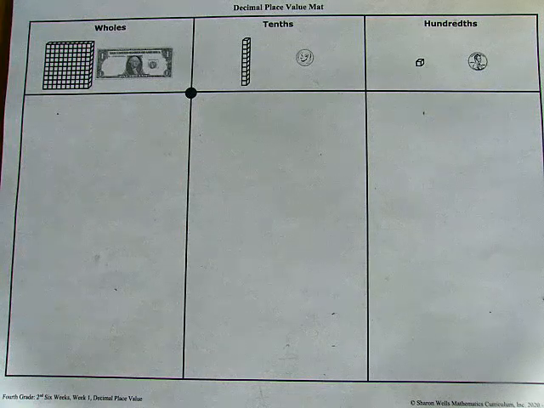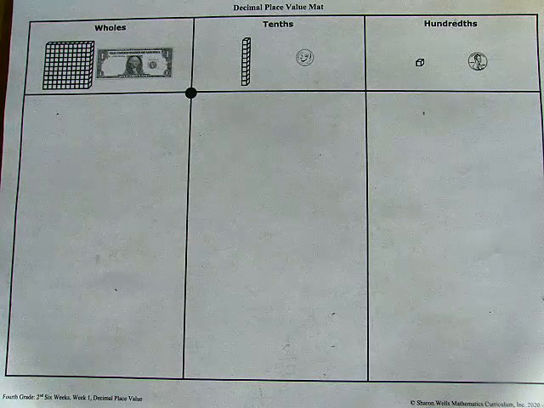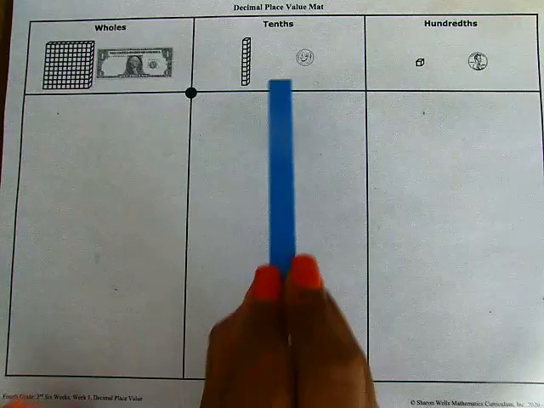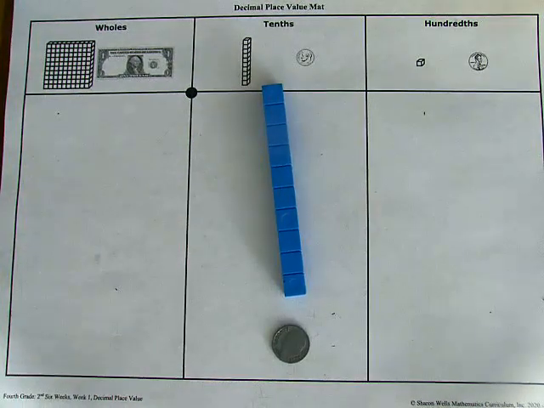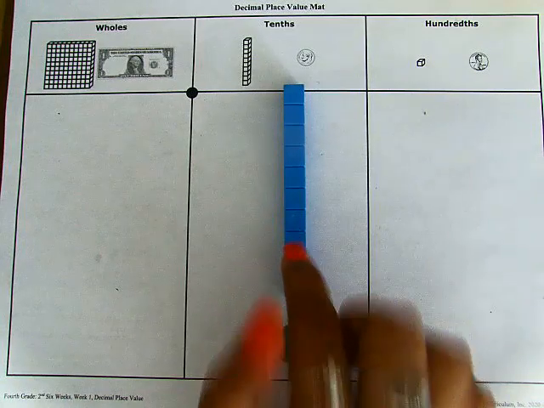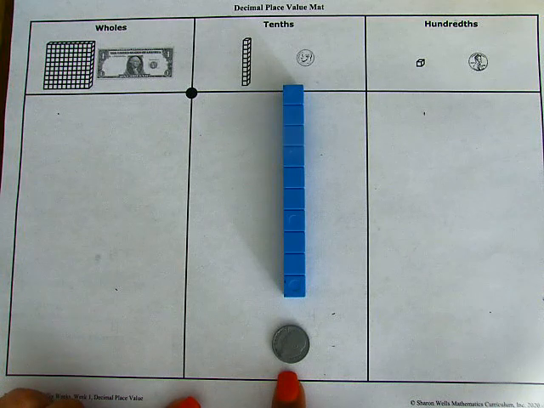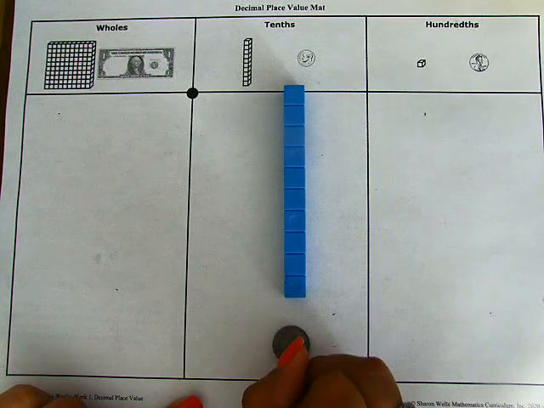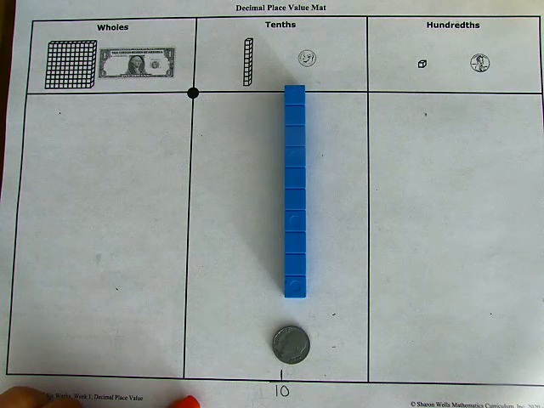Let's practice a few more. So now I'm going to ask you, I want to have 1/10. So that means if I want 1/10, I know that I have to use 1 rod or I can use 1 dime. Why? Because again, this is 1 rod out of my 10 needed for 1 whole, or 1 dime, 10 cents out of my 1 whole. So this is 1 out of 10 needed.